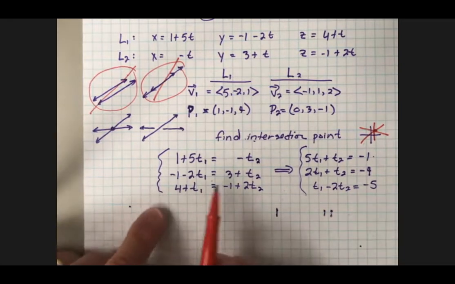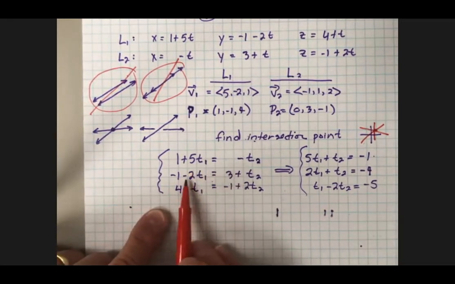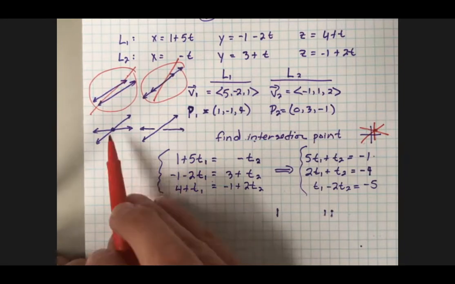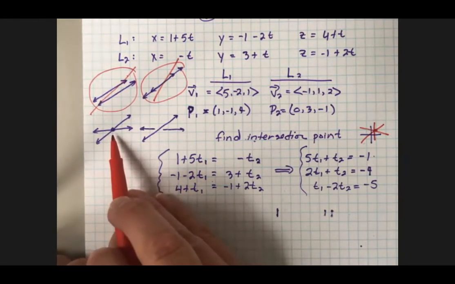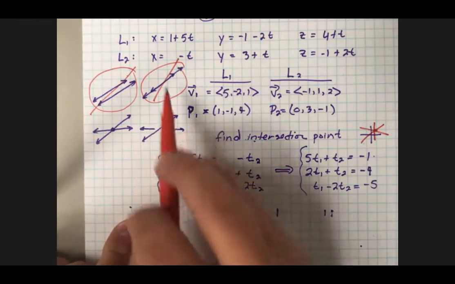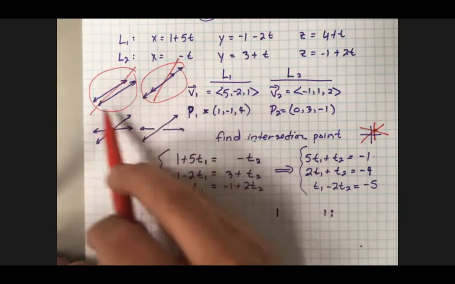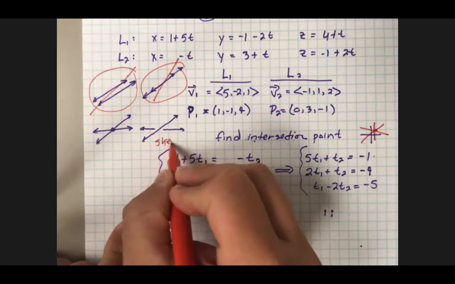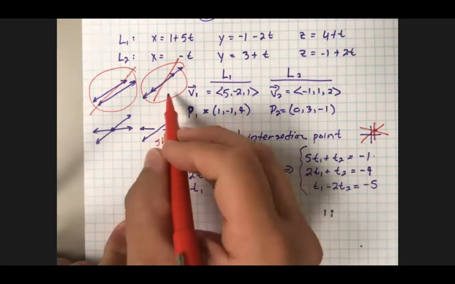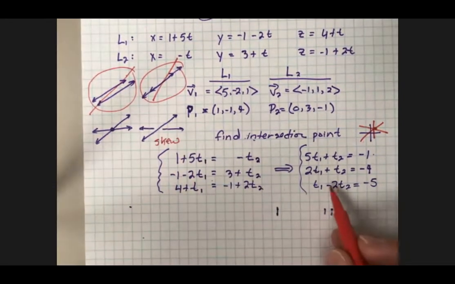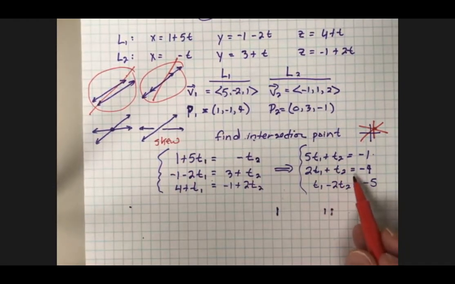What does that tell you? Is it possible for two lines in space to intersect? Yes, it's possible, but it's rare. If you just throw two lines into space, they usually don't intersect. They usually don't land on each other, and they usually aren't parallel. This word is skew. Coincident, parallel, intersecting, skew.